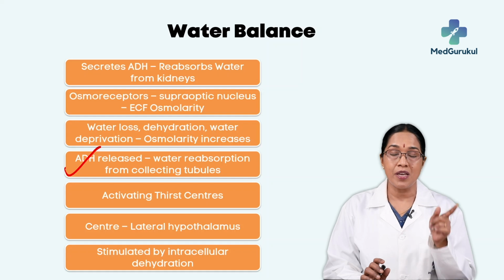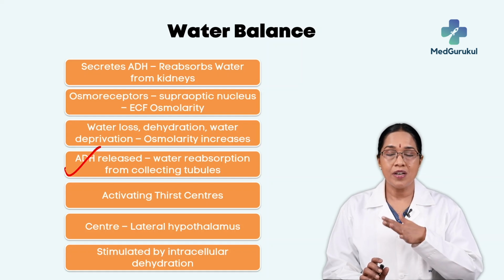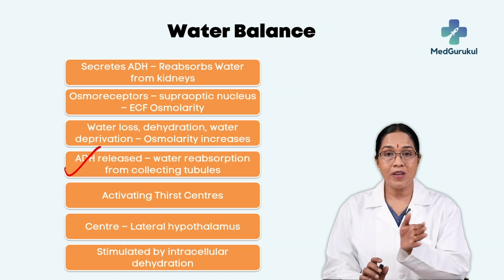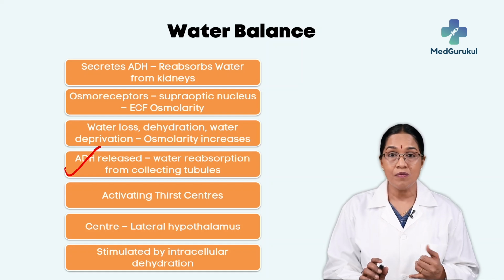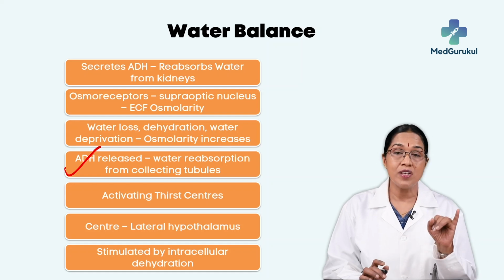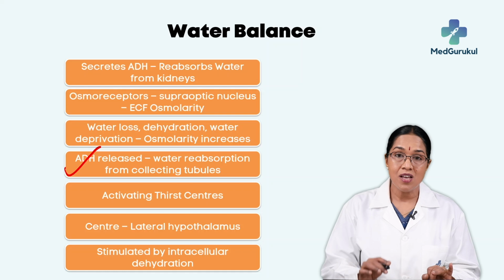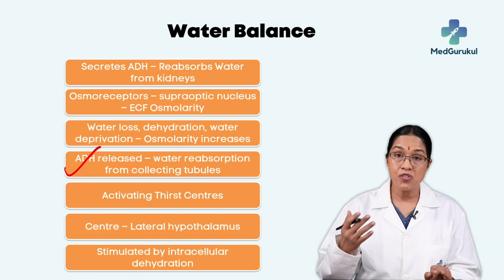Along with that, what is happening? It is activating the thirst center. So, the body tries to reabsorb the maximum water and secrete a maximally concentrated urine. That is the first thing, where the stimulus sensed was an increase in osmolarity. The second thing is that the hypothalamus has the thirst center, so the thirst center is getting stimulated.